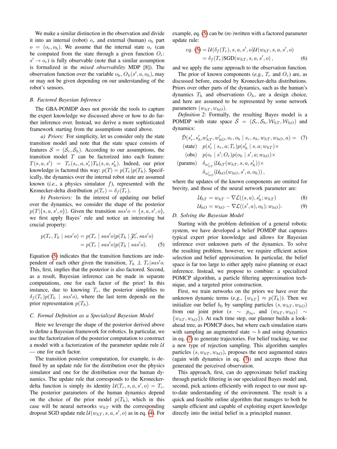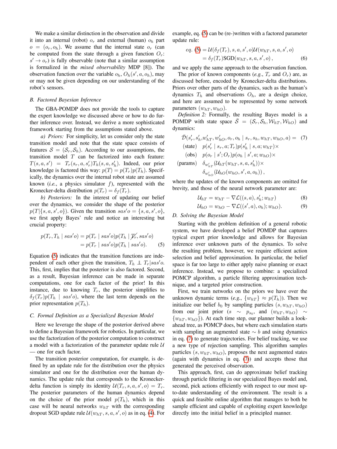The update rule that corresponds to the Kronecker delta function is simply its identity, U_R(S, A, S', O) equals T_R. The posterior parameters of the human dynamics depend on the choice of the prior model P_H, which in this case will be neural networks with dropout, T_H, with the corresponding dropout SGD update rule U_H(S, A, S', O) as in Equation 4. For example, Equation 5 can be rewritten with a factored parameter update rule.